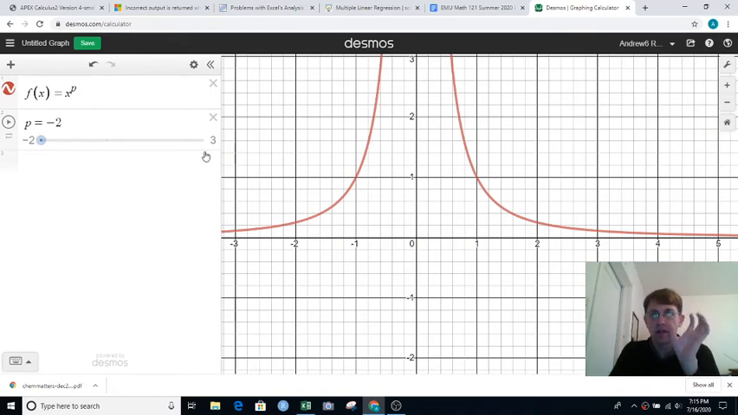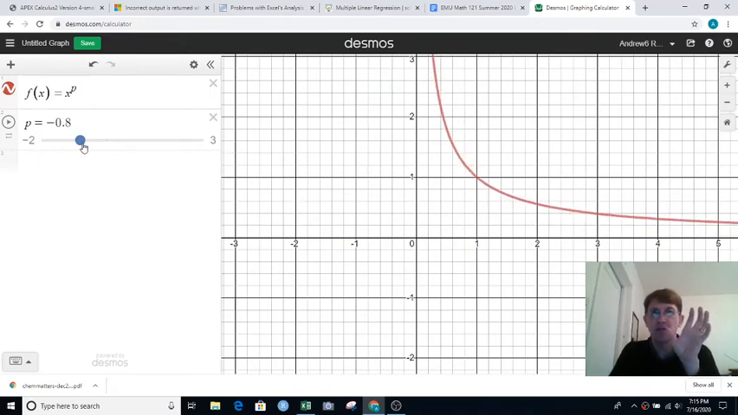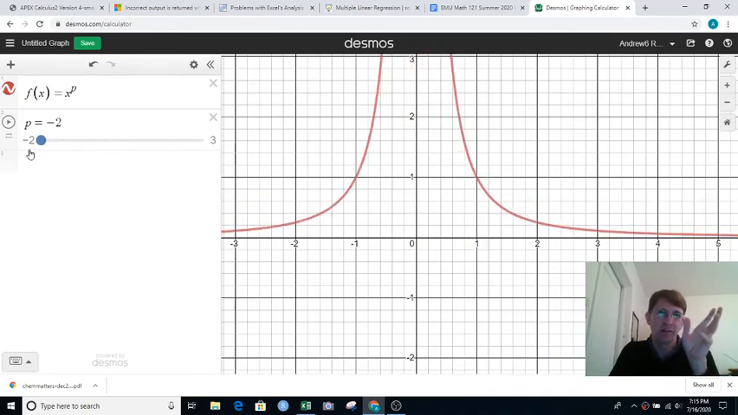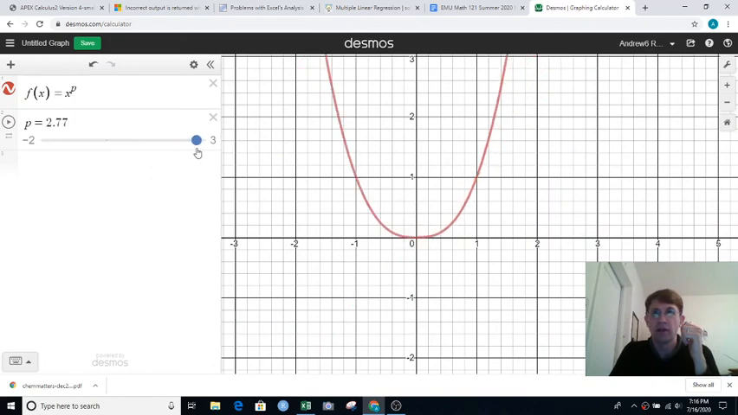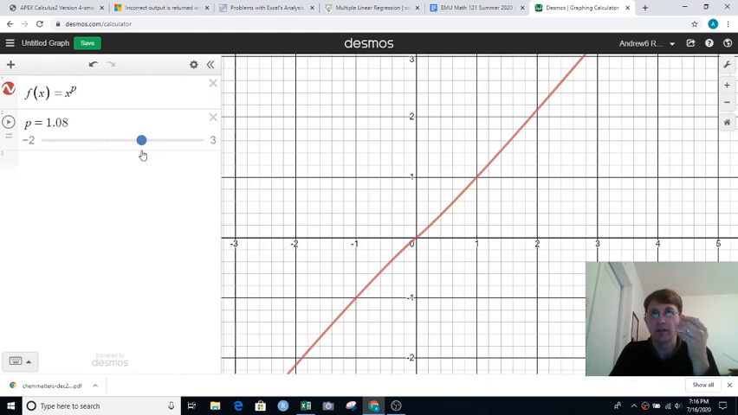So the big domains where it looks basically the same are any negative value for the power looks pretty much the same. Any value between 0 and 1 looks kind of like square root, and then any value above 1 looks pretty much like a parabola, with 1 being the straight line. Right, so that's an overview of different non-integer p powers.